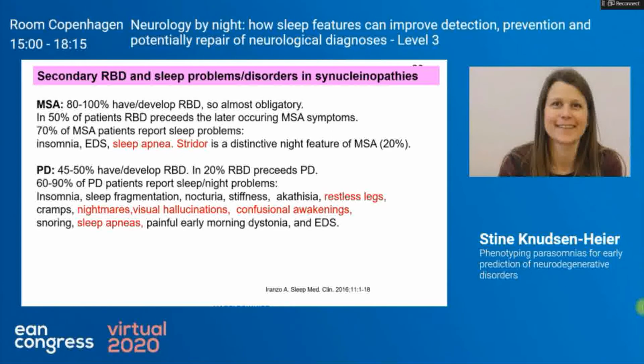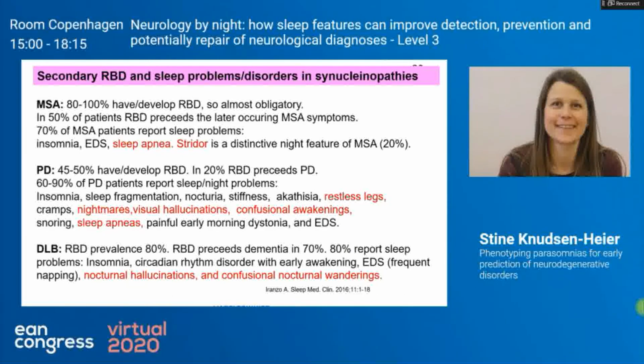In Parkinson's disease, about 50% either have or will develop RBD. Parkinson's patients have a lot of sleep and night problems in addition to RBD. And especially the ones highlighted in red, like nightmares, visual hallucinations, confusional awakenings, and sleep apnea and restless legs can also mimic RBD.